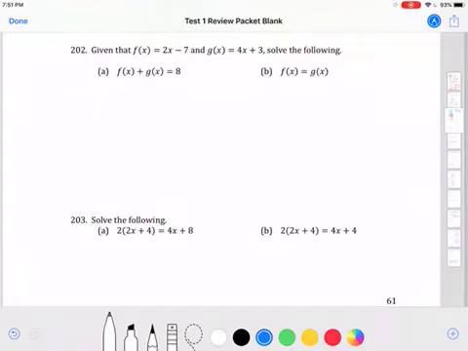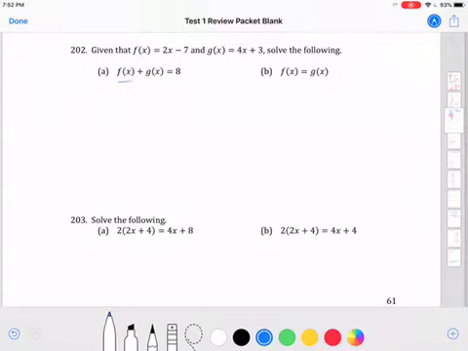Now, continuing on with solving equations, just adding a little bit more to it, function notation. So 202, given that f of x is equal to 2x minus 6, g of x is equal to 4x plus 3, solve the following. So if you look at A, it says f of x plus g of x is equal to 8. You can't solve that because there's nothing to combine. There's no math to do.